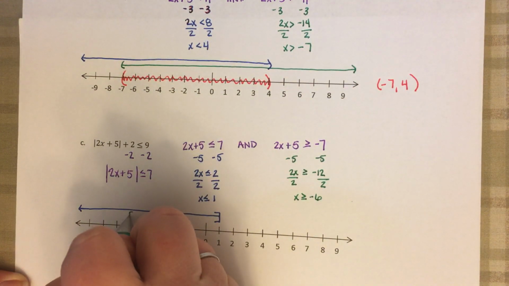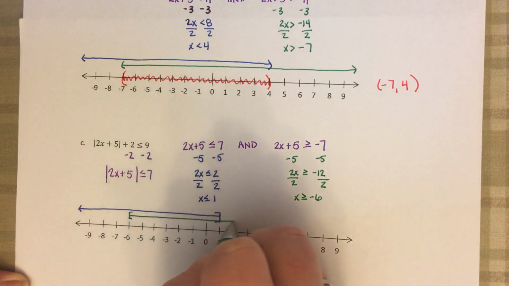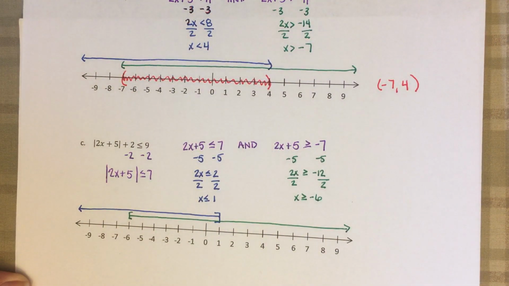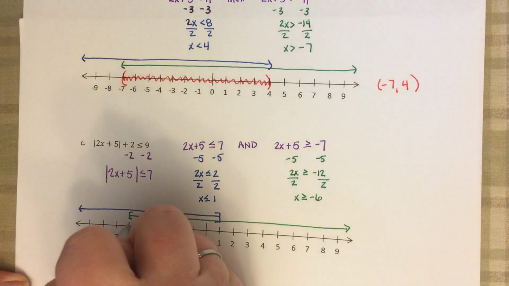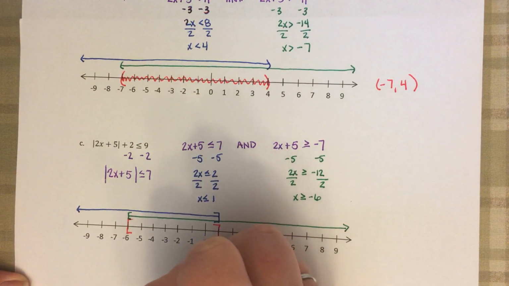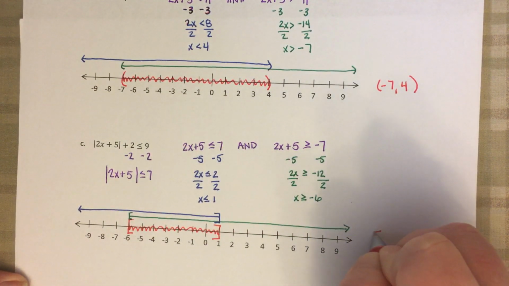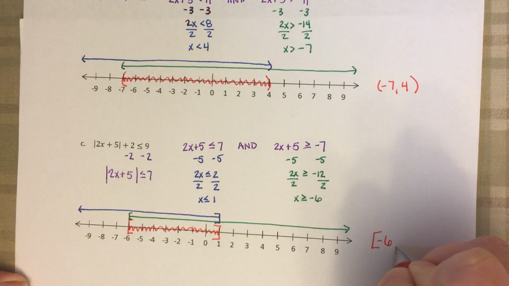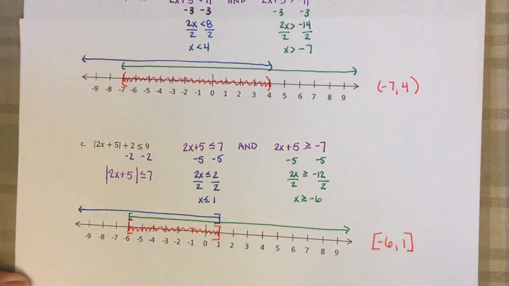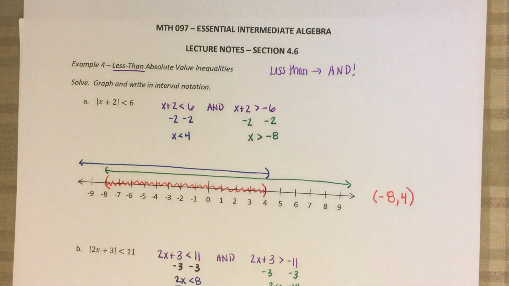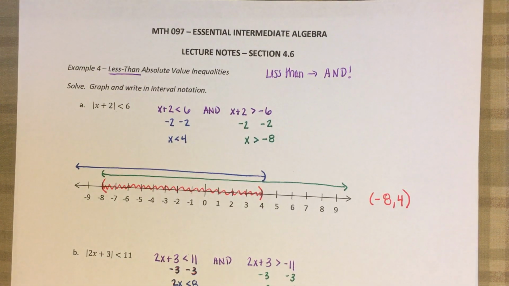Notice that I am using square brackets for our notation this time because we have the equal to part underneath our symbol. So and is the area where they overlap. They overlap between negative 6 and 1. And so our final answer in interval notation is negative 6 to 1, again surrounded by square brackets on both sides. So every single one of the problems on this page is a less than problem. Less than always means the word and.